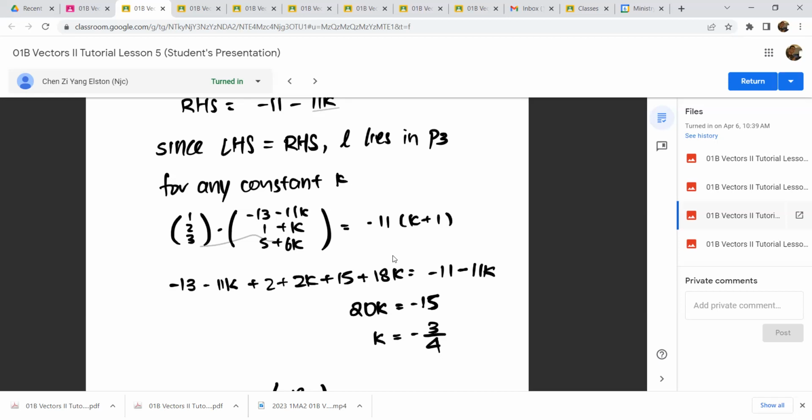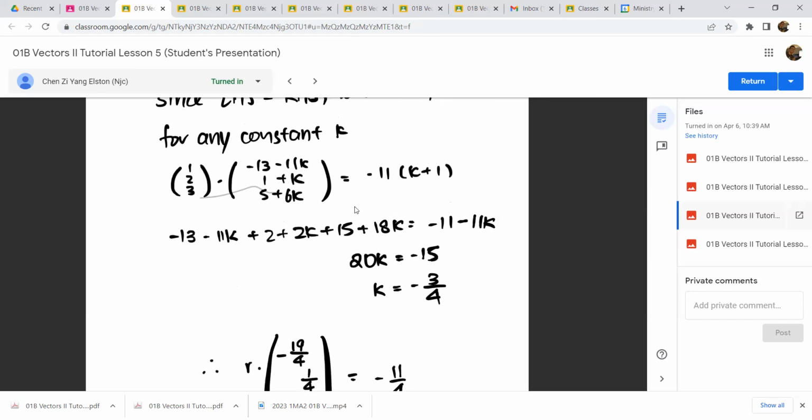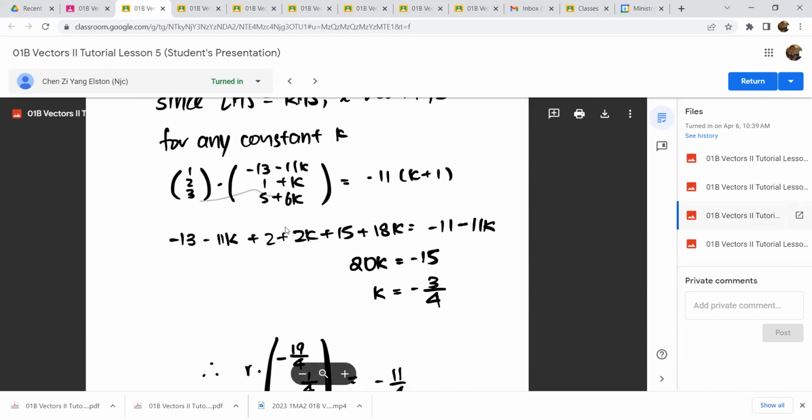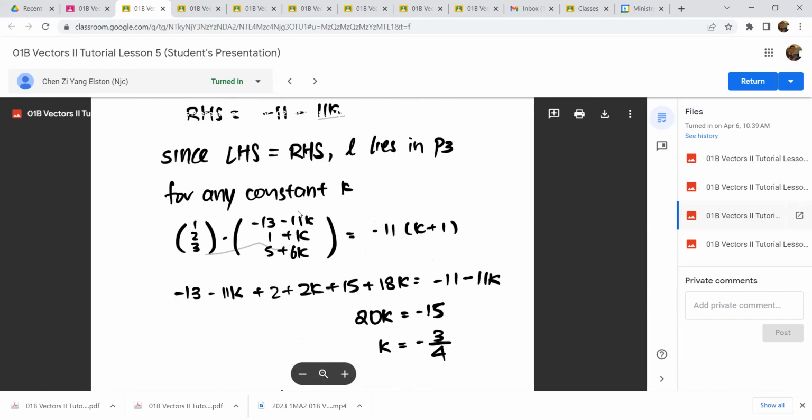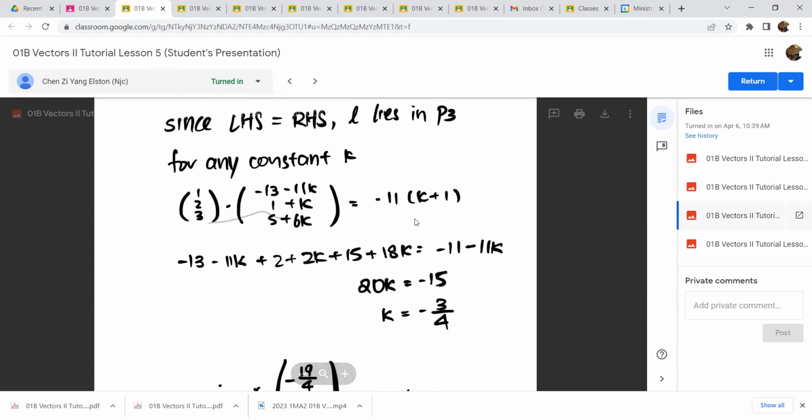Yeah, so the question has already said that you want to find the plane such that (1, 2, 3) is inside. As a consequence, the (1, 2, 3) must fulfill the equation of the plane. So k must be equal to negative 3/4.